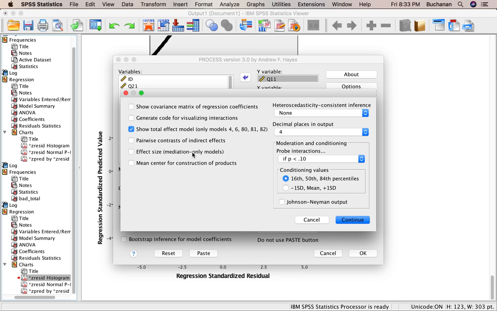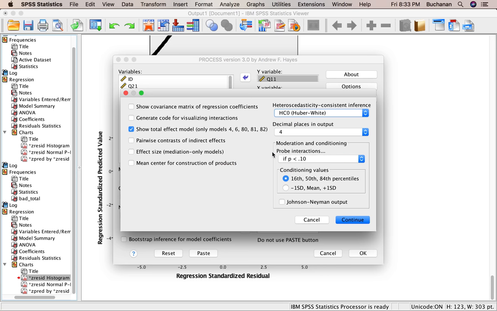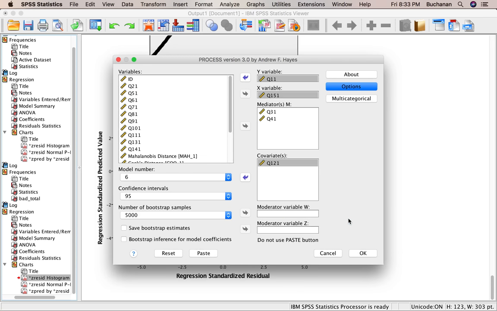We can also say effect size. I've mostly been leaving effect size out because in general people report R squared. I haven't seen too much on the new effect sizes for this. And we could pick a heteroscedastic inference, and so I'll just pick the first one. And that's it for this one. So let's hit continue. There's no categorical variables, so we'll leave that alone and we'll just hit OK.